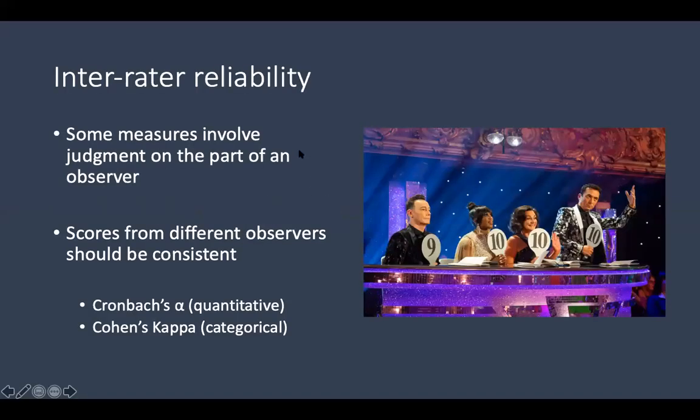We're running out of time, so we're just going to go over this really quickly. Interrater reliability can also be calculated from Cronbach's alpha or Cohen's kappa if you have categorical judgments. I'm not going to go through those, just know that those are the options available to you.